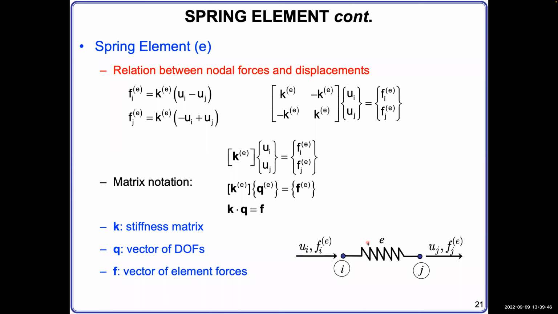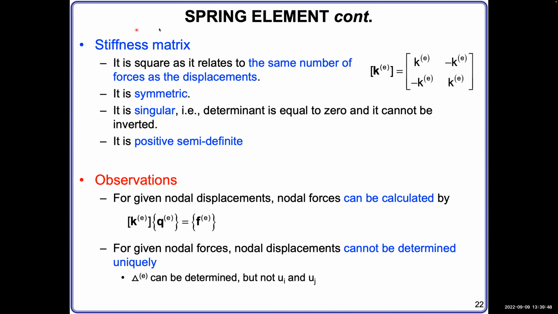Now, this stiffness matrix has some very special properties. It is a square matrix, because it relates the same number of forces and displacements, as they are all applied to the same nodes. This stiffness matrix is symmetric. It is also singular, with determinant equal to 0, so for a single element it cannot be inverted. It is also positive semi-definite. These are important properties of the stiffness matrix.